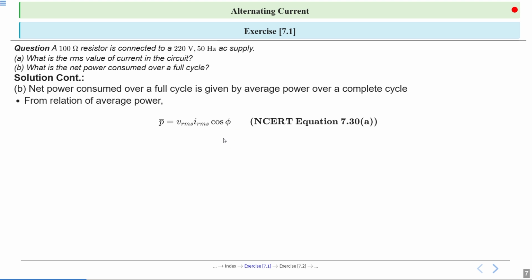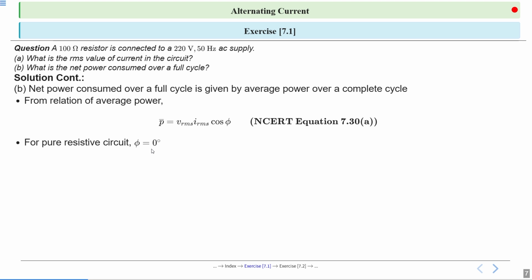Cos phi is not necessary to write here, but we have written it because we are doing an exercise and we don't know which type of circuit this is. For a resistive circuit, phi will be equal to 0, because the phase difference between current and voltage in a pure resistive circuit is 0. So cos phi will become 1, and the equation becomes P dash, the average power, equal to V RMS I RMS, according to NCERT equation 7.30a.